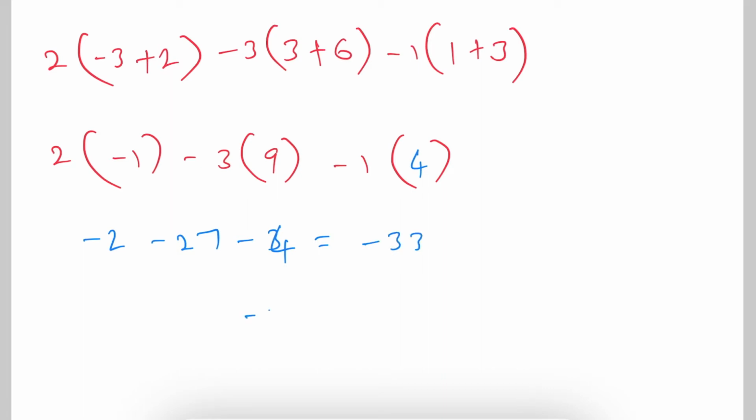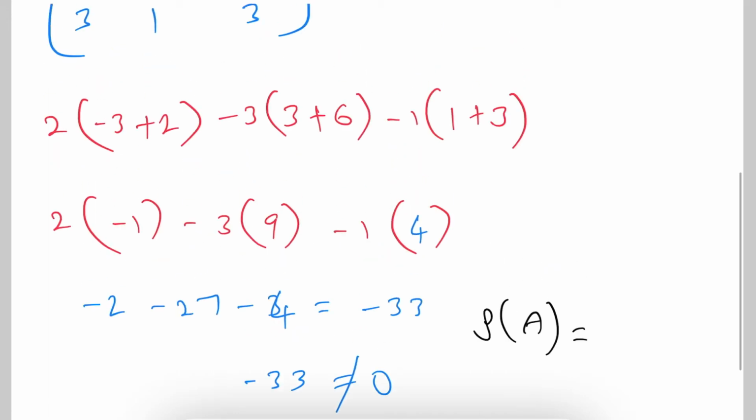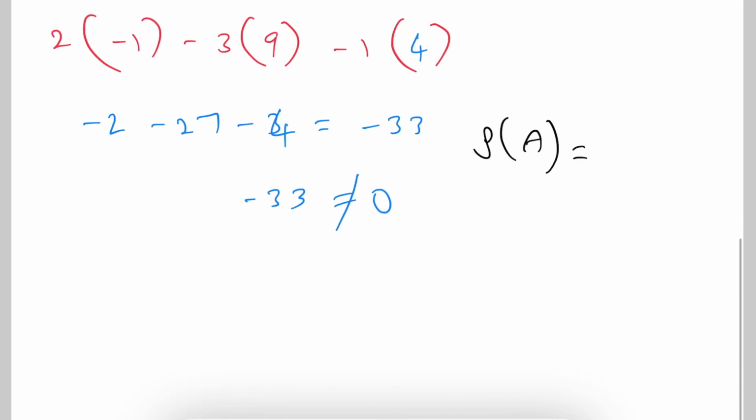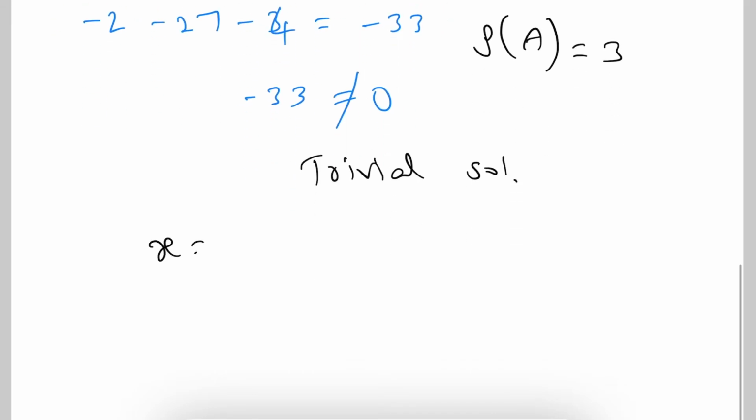So the determinant is not equal to 0, then the rank is exactly equal to the order of the matrix. So the rank of the matrix A is nothing but, here 3 by 3 order, right? So rank will be 3. So now whenever the rank is 3, the system will have the trivial solution. It's nothing but the x value, y value, z value, all three will be equal to 0.